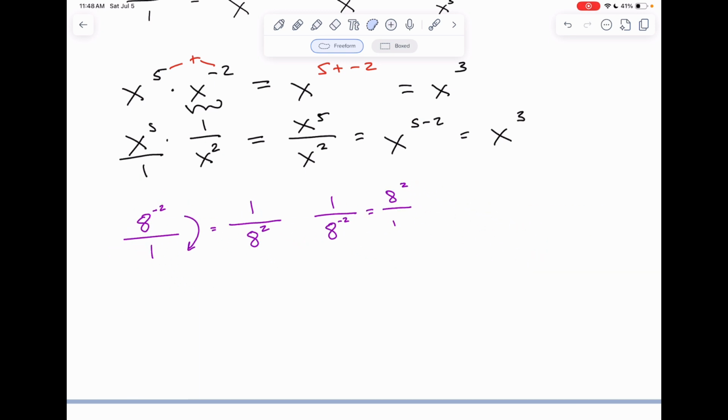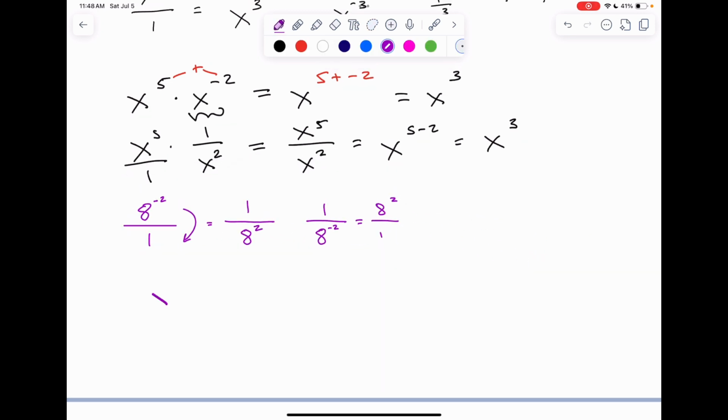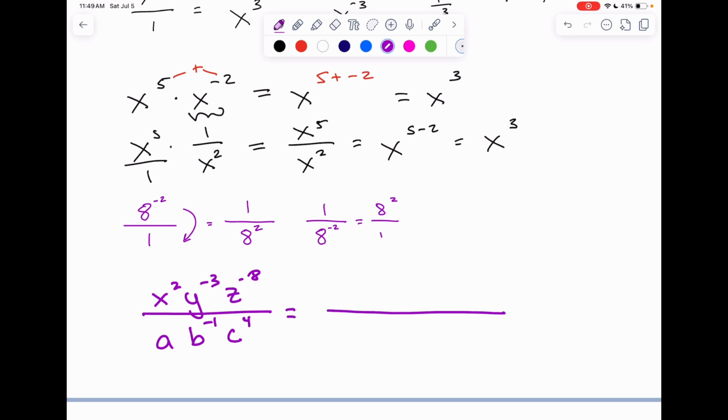So say I were to have x to the 2, y to the negative 3, z to the negative 5 over a, b to the negative 1, c to the 4. And I wanted to rewrite this with only positive exponents. Well, let's think about this. Let's take it number by number. Let's say our x squared. Well, that has a positive exponent. That means it's happy where it is. So we're going to leave it.